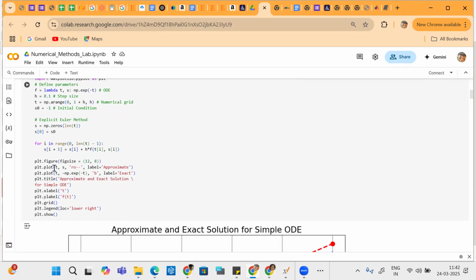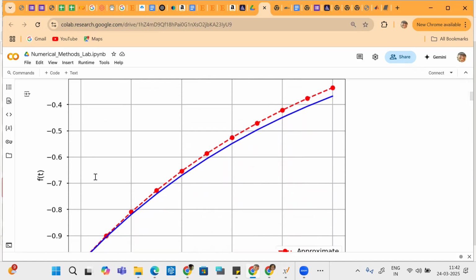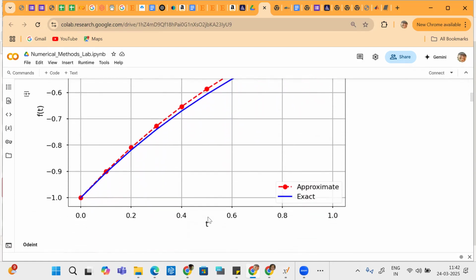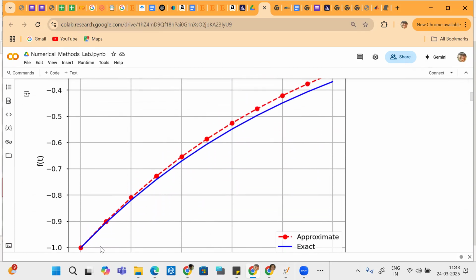And then I am plotting here. What I am plotting: t comma s with red dots. If there is a red circle with dotted line with dashes, that is the approximate solution. If you see a blue curve, that is the exact solution of the ODE. Okay, fine. We'll see. So this is how it looks. See what I am plotting here. I am plotting f of t versus t, and this is my exact solution in blue. That is the curve. The solution of an ODE is a curve. Okay. So the blue curve is the exact solution, which is already known.